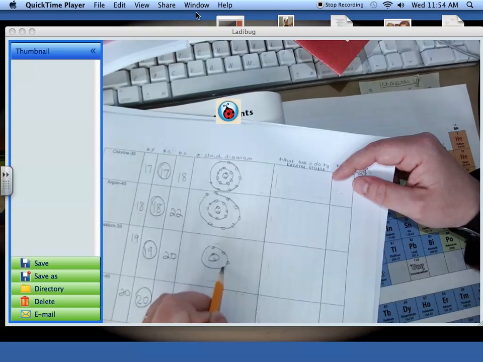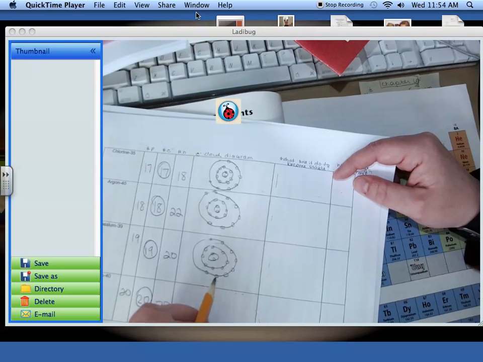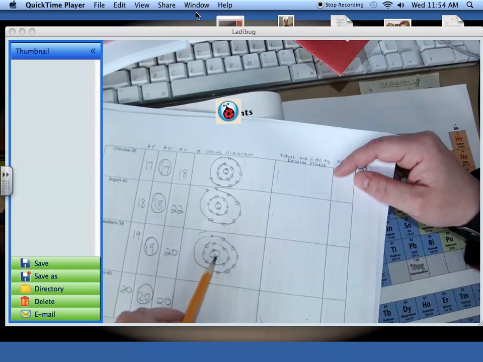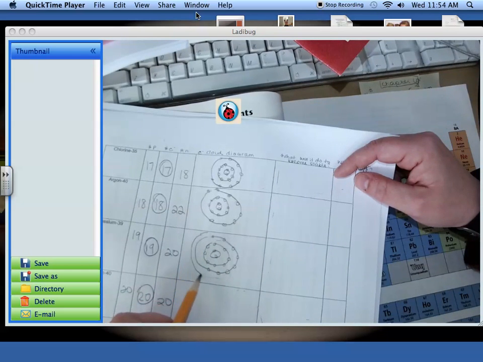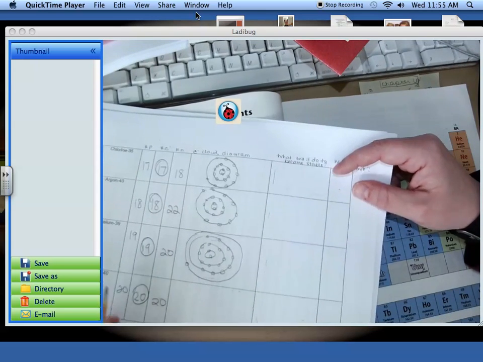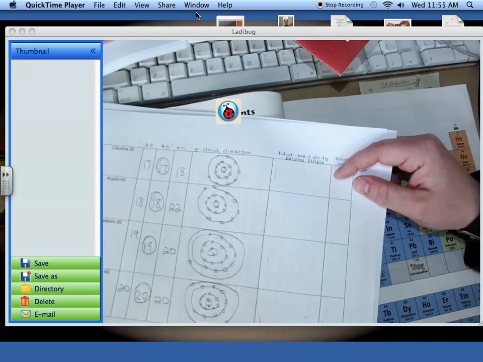Potassium, 2 in the first, 8 in the second, 8 in the third. Now, right now, I have 18 electrons there, but I need 19. Remember, this one's filled at 8, so I need to move to the fourth level and add one more to get to 19. Calcium, 2 in the first, 8 in the second, 8 in the third, and I need 2 more to get to 20.